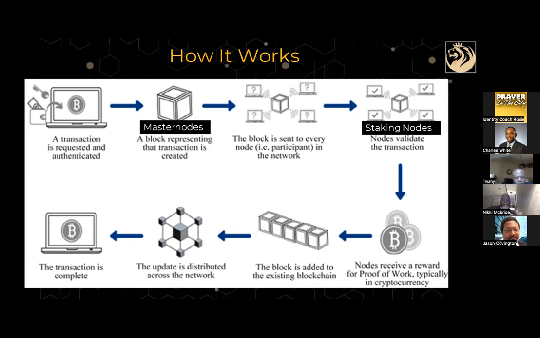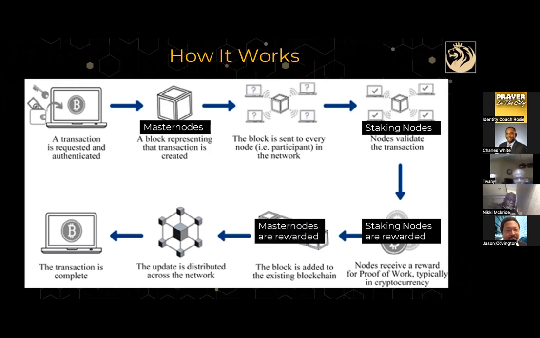Once they find out that there's nothing wrong with that transaction, everything's good, everything's kosher, then the staking nodes are rewarded for their activity of inspecting that transaction. The information and the go-ahead are given back to the original masternode, and that masternode adds the block to the blockchain. The masternode holder is rewarded, and the transaction is complete. So this is the process that happens whenever you want to send cryptocurrency on our network.